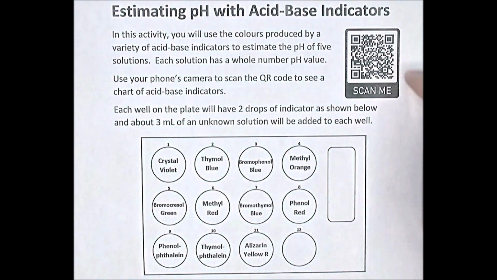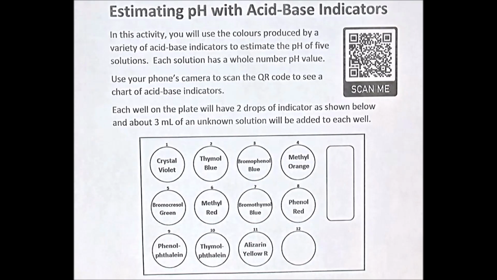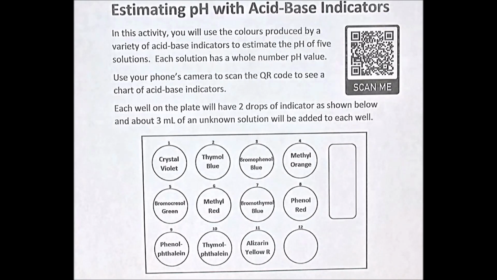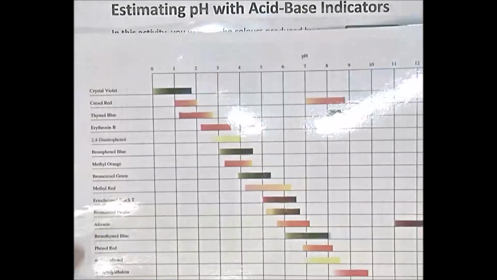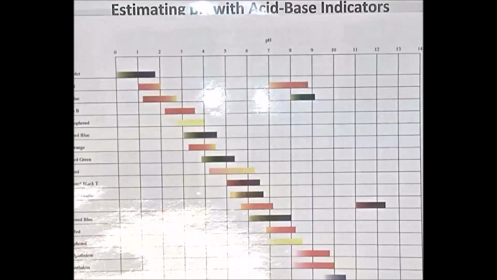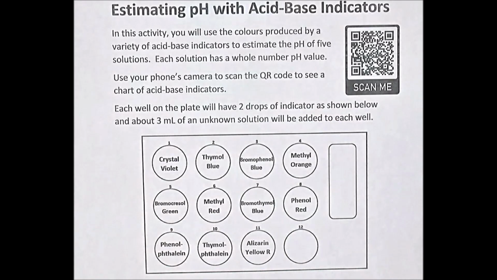If you want, there's a QR code up here where if you have your cell phone, you could use that to scan this, and it will take you to a chart of indicators similar to the one we just saw that will show you the colors that each indicator has and the pH where they change color. So you want to have that, or if you have your own acid-base color chart, something like this, with a list of acid-base indicators on the side, pHs, and the colors where they change, the pHs where they change color, you could use your own table like that.